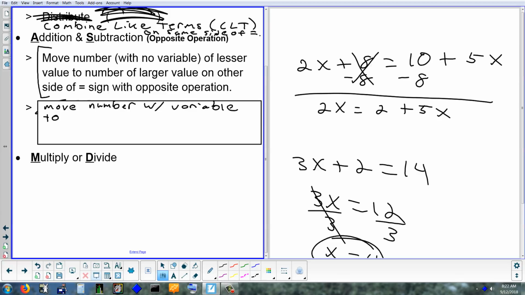Okay, I can't really say always on the left because, if you did this, yeah, it depends. Depends on where that number is of lesser value when you start. So move number with variable to opposite side. Do you want to put with opposite operation or no? Sure. So move the number with the variable to the opposite side as the step above, and you use the opposite operation to do that.